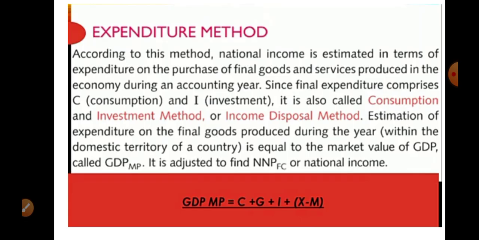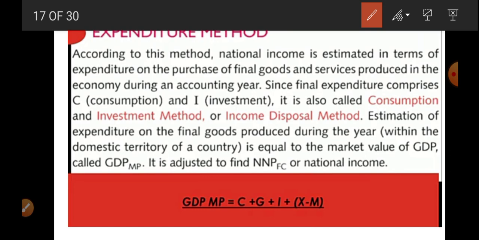Now come to the next method, that is the expenditure method. What is this? According to this method, national income is estimated in terms of expenditure on purchase of final goods and services produced in the economy during an accounting year. Whatever expenditure is done on the purchase of final goods and services by the four sectors of the economy is known as the expenditure method. Since final expenditure comprises, yani it is the sum total of consumption and investment, it is also called the consumption and investment method and income disposable method.